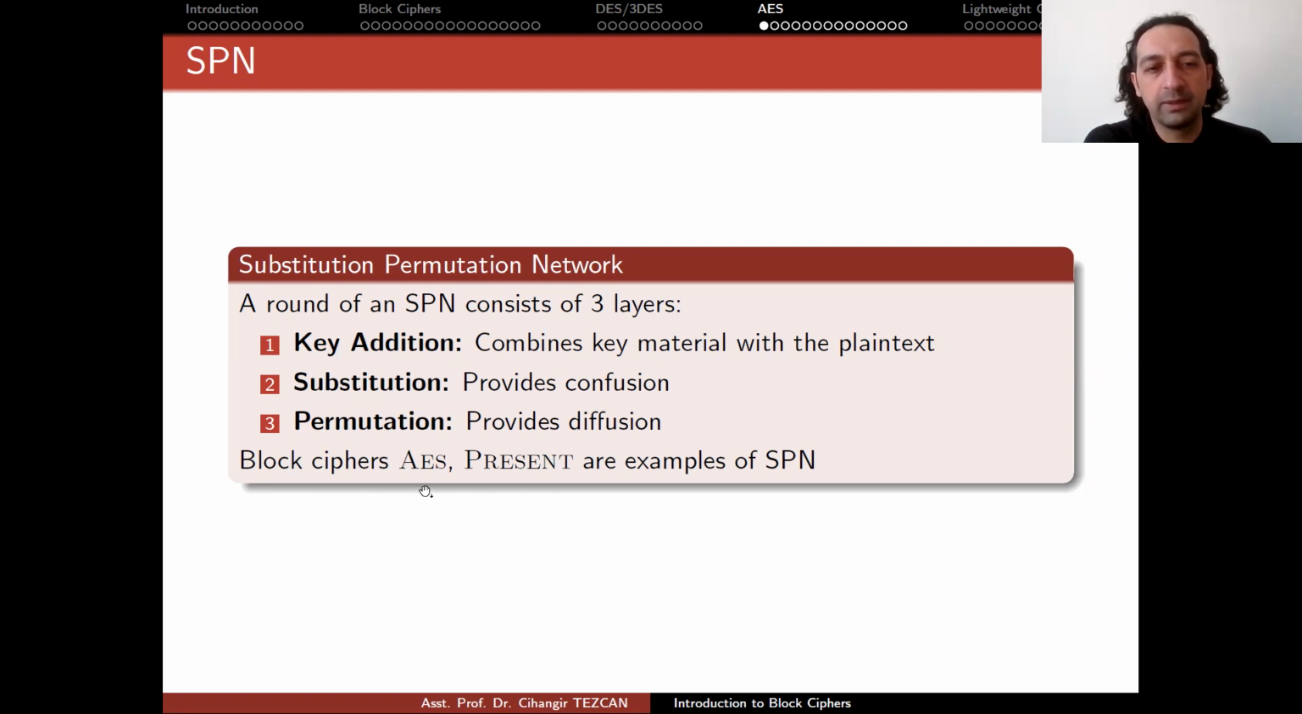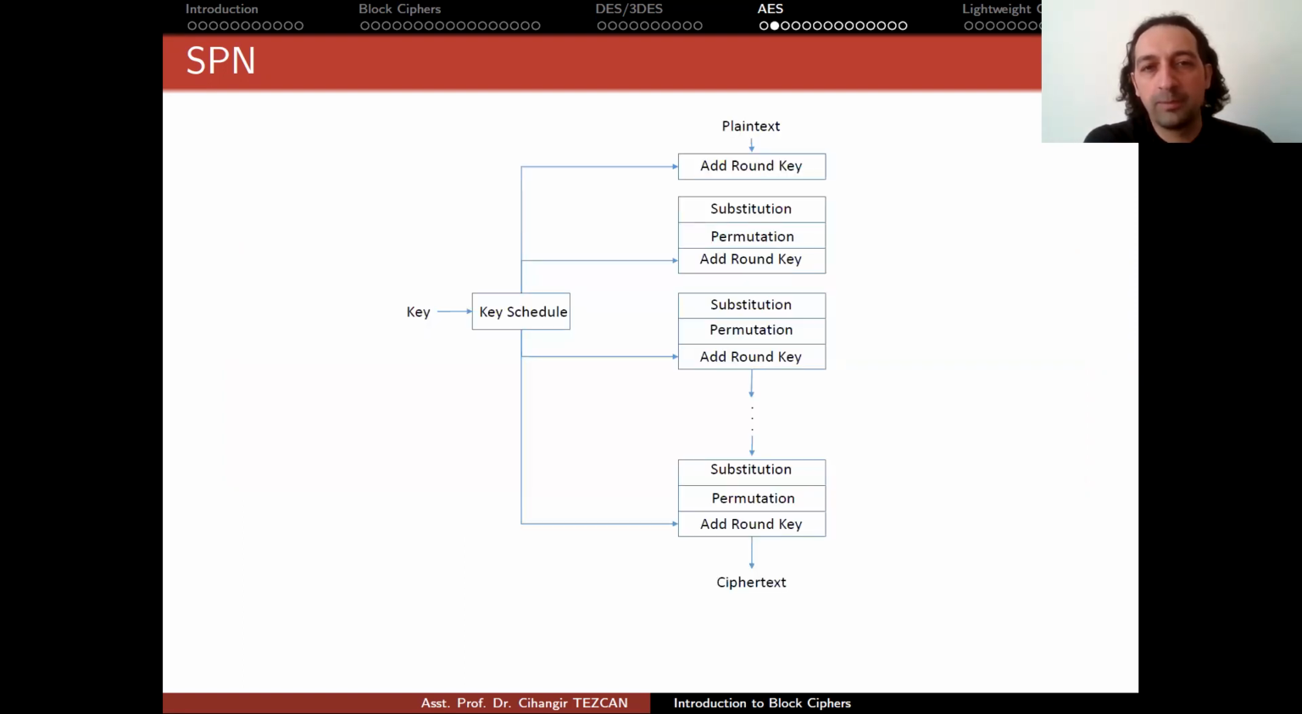AES is a standard for block cipher by ISO and NIST. PRESENT is a lightweight cryptographic standard standardized by ISO. So a picture would be something like this.